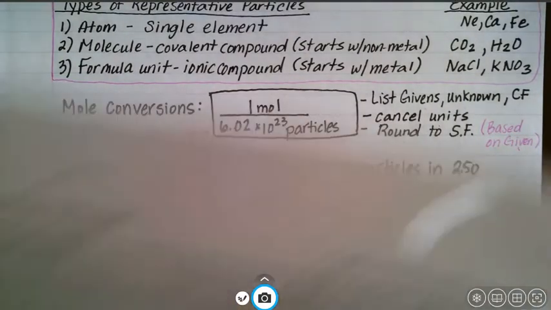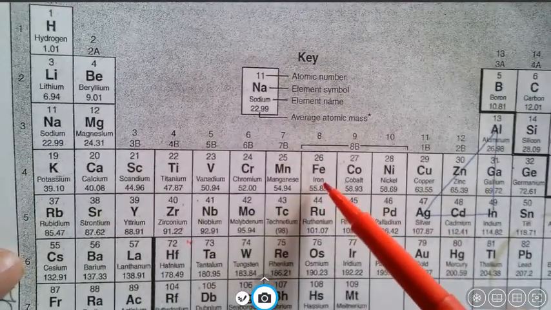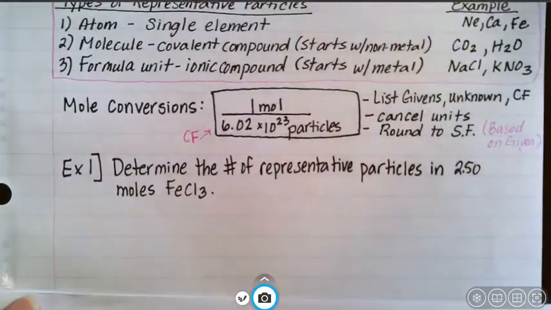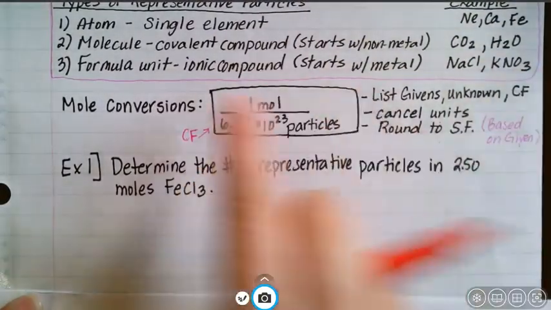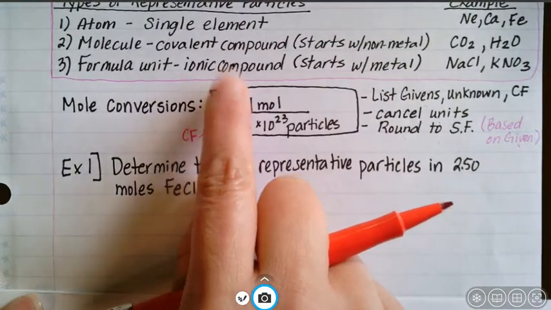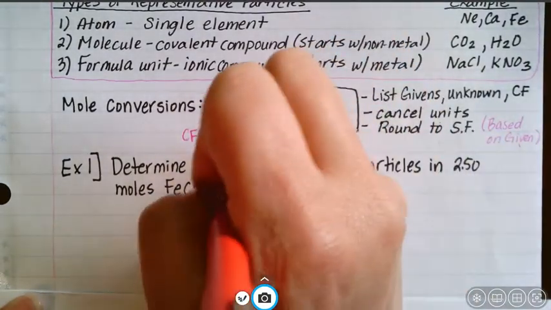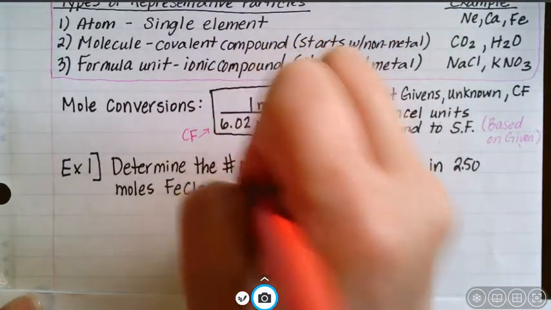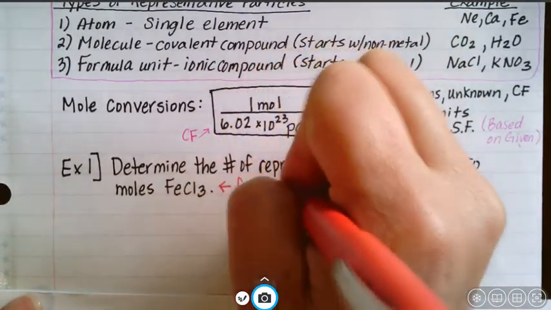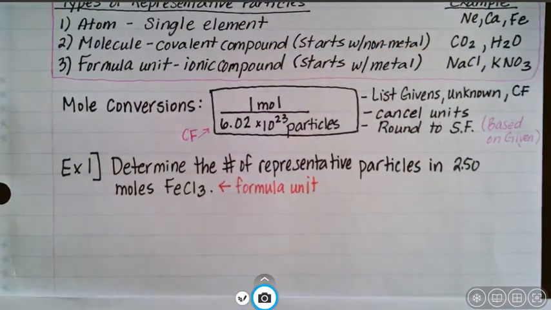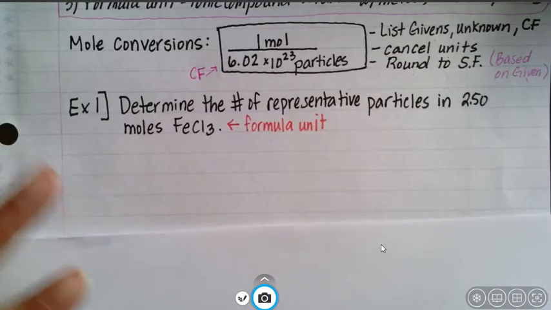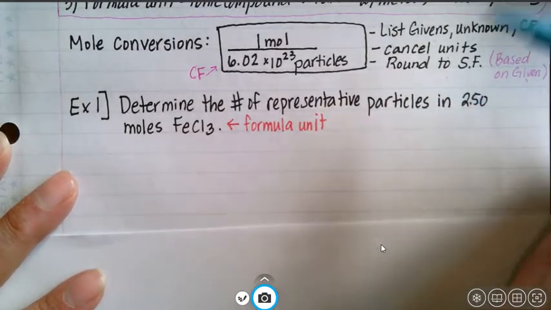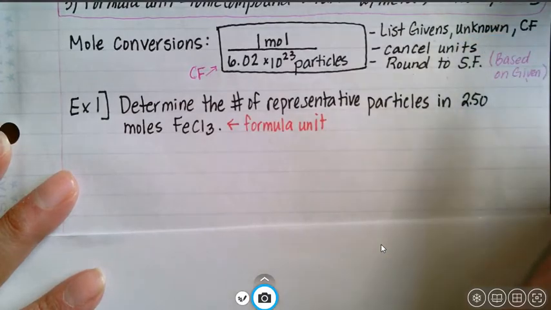Fe is right here, to the left of this staircase, meaning it's a metal. So it starts with the metal. That's an ionic compound. We're going to say that this is a formula unit. Okay. The next thing I'm going to do is list my given, unknown, and conversion factor.